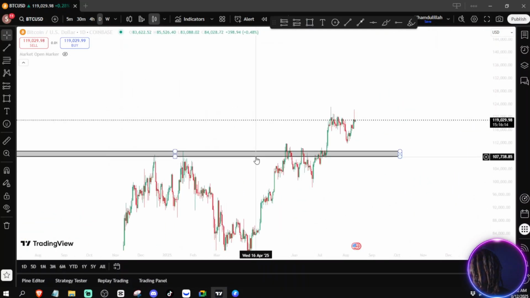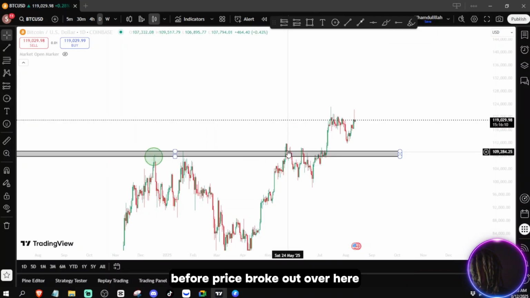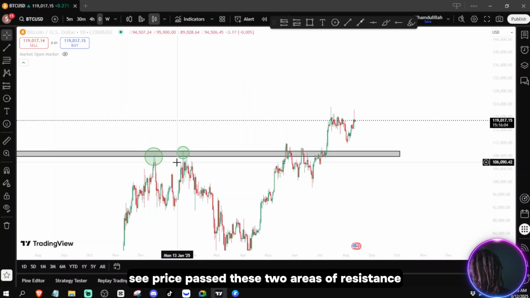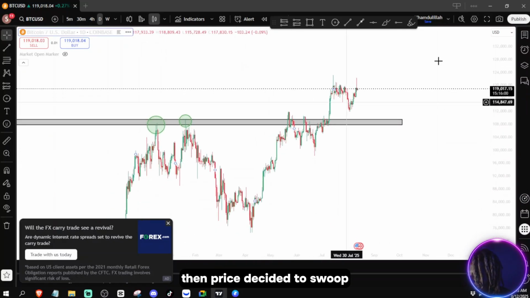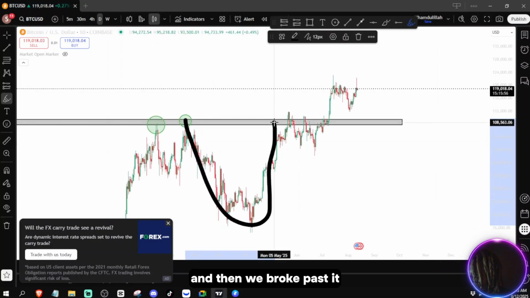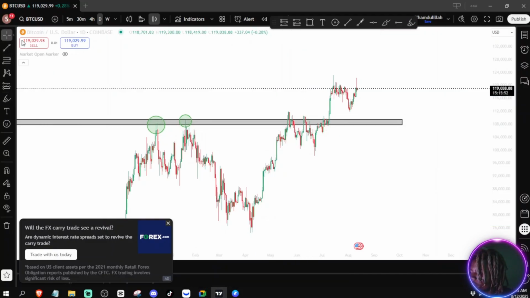I noticed these two areas of resistance initially before price broke out. Over here, see price passed these two areas of resistance. This was previous all-time highs, December 2024. Then price decided to swoop, and then we broke past it, eventually on the low.